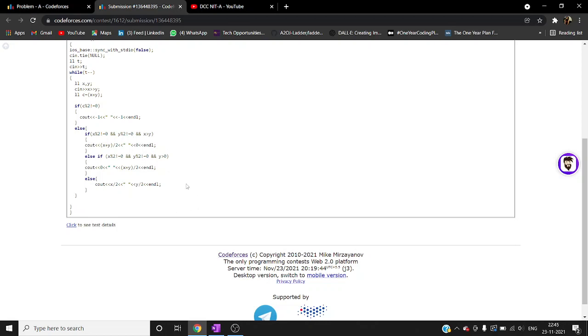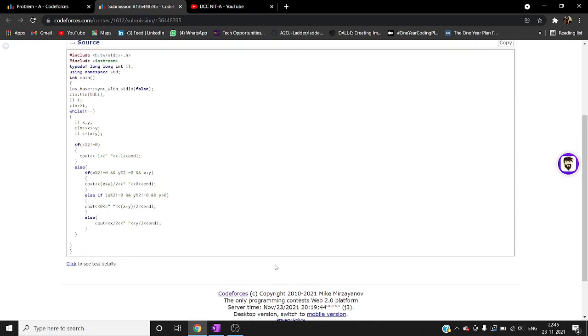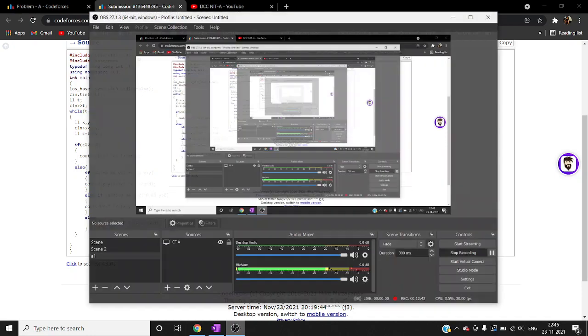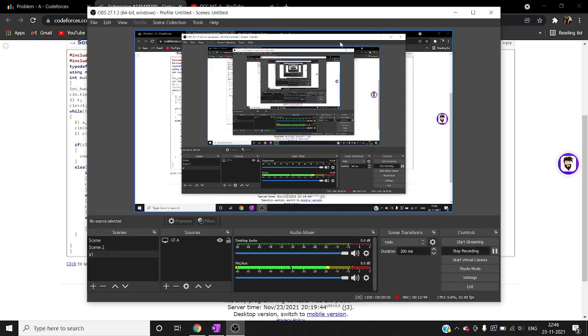Now there could be multiple answers. This was my intuition. I found this one to be easier, so I went with this code. I hope you understand. It might be a bit clumsy.